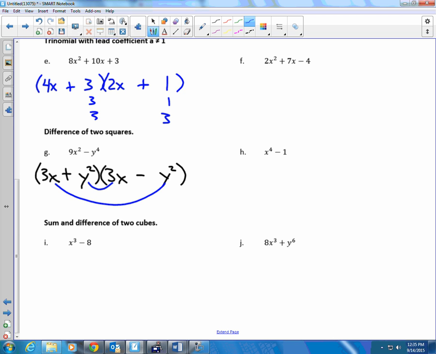So we do the next one. X to the 4th minus 1. What do you got? X squared, 1 and 1, plus and minus. Done? Ooh, why not? That factors? Does that factor? Why not?